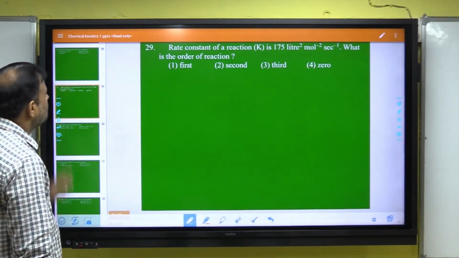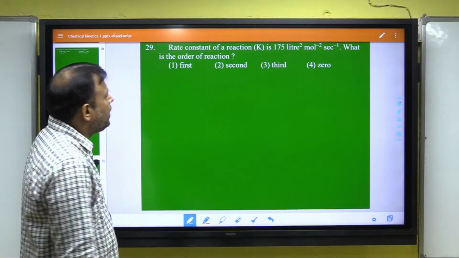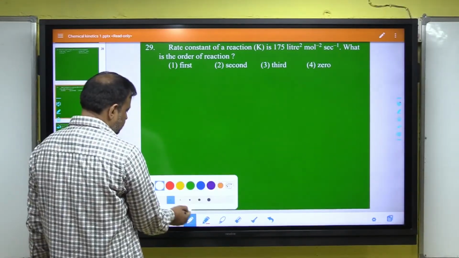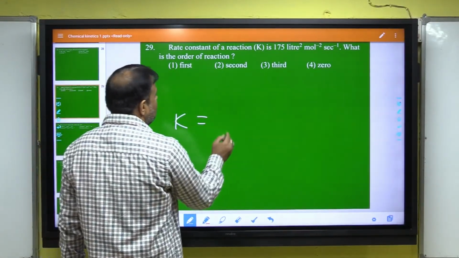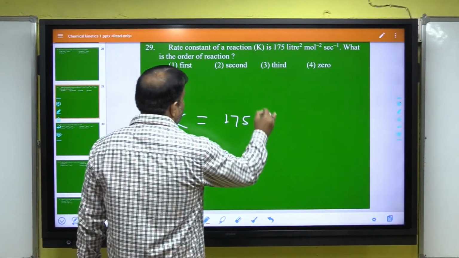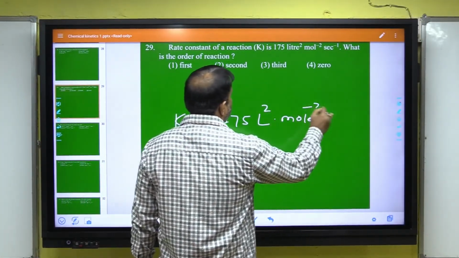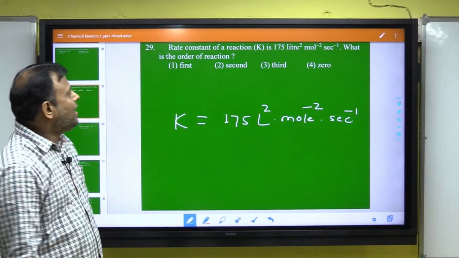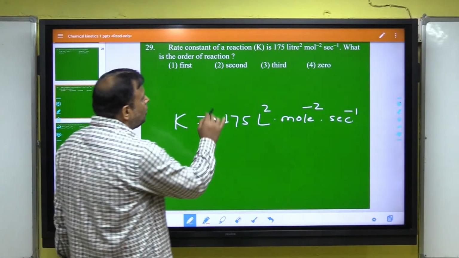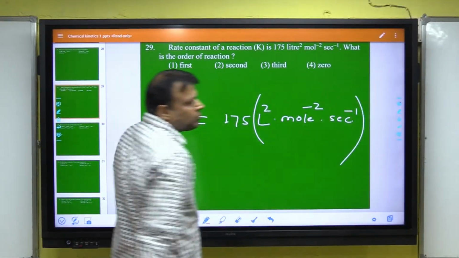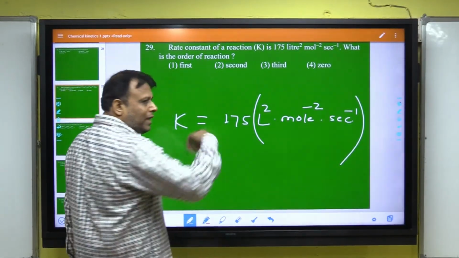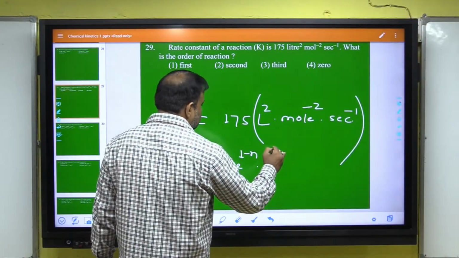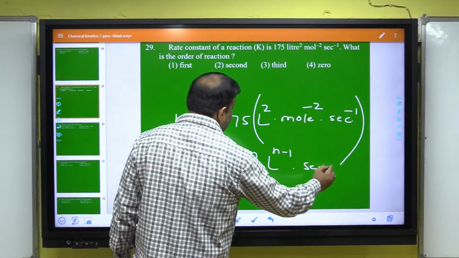Next, 29 number. Rate constant of a reaction K. Listen, K is given. Look at board. K is given 175 liter square mole to the power minus 2 into second inverse. What is the order? Dekho, aapko K diya hua hai, ye aap unit se pakdo. To maine likha abhi, agar aapko nahi yaad hai to aap ye yaad rakho, mole to the power 1 minus n, liter to the power n minus 1, and second inverse ya time inverse.